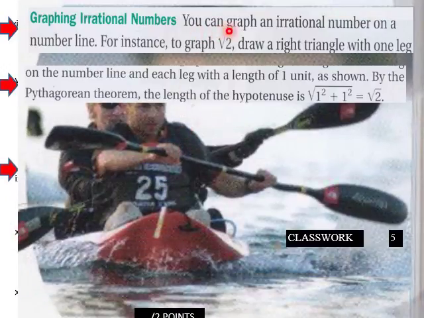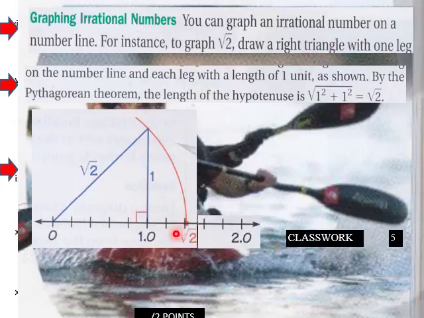Graphing irrationals, you can graph an irrational number on a number line. For instance, to graph square root of 2, draw a right triangle with one leg on a number line, each leg with a length of 1. The distance from the origin right here is square root of 2. By the Pythagorean theorem, the length of the hypotenuse is 1 squared plus 1 squared equals square root of 2, which is about here. And square root of 2 is 1.414, and so on, it goes on.